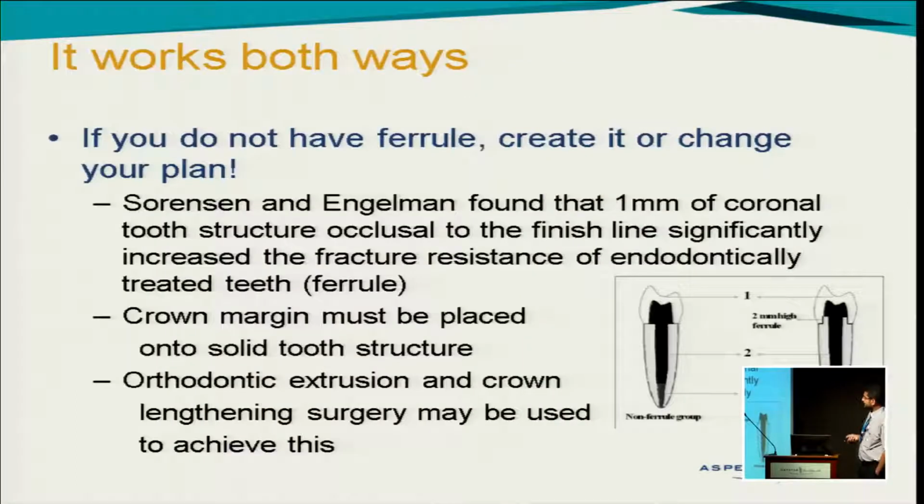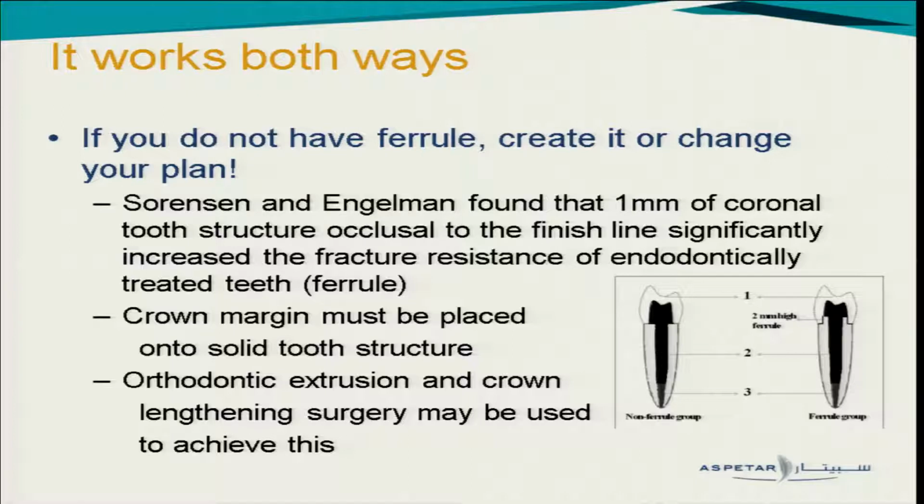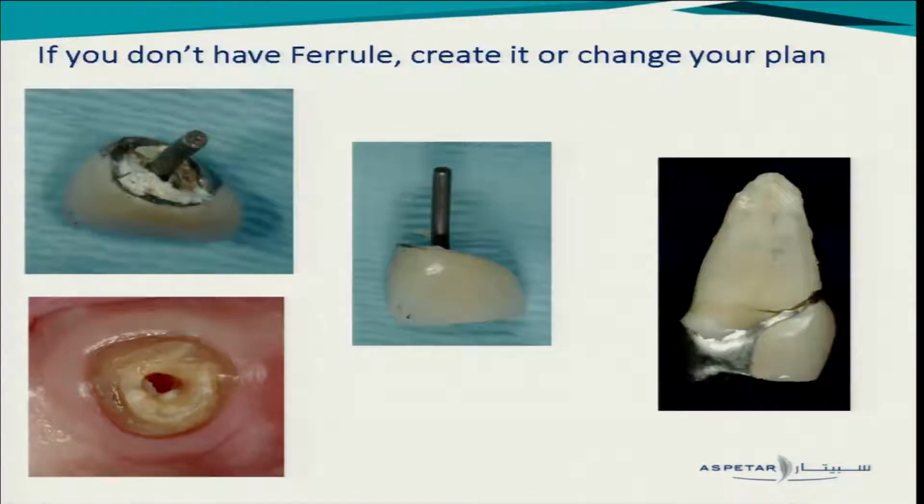So, and it works both ways. Sometimes as prosthodontists, we have this kind of forward concept. Sometimes we deal with teeth that are badly broken down, and if you put a crown over them, they're going to break. So you seek an orthodontist to help extrude the tooth a bit, with some crown lengthening, then you're engaging the tooth, and that improves the long-term longevity of the restoration. Because if you don't have a ferrule, you either have to create it or change your plan, because that tooth is going to break, because you're not engaging the sound tooth structure.